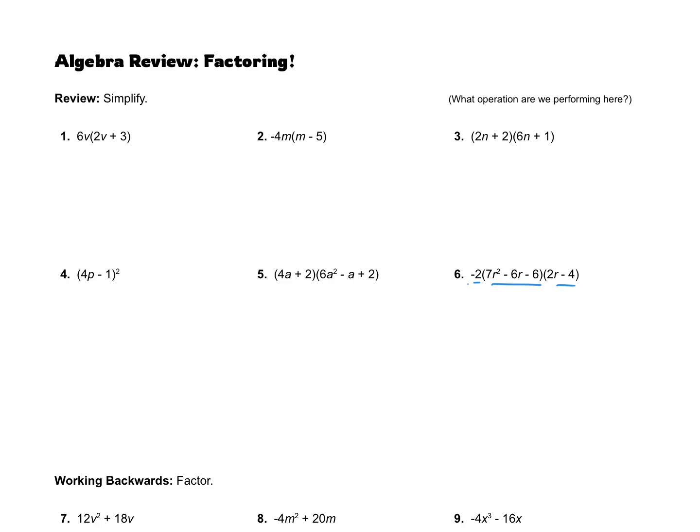So maybe you opt to multiply these 2. If you were to do that, you would get negative 14r squared, add 12r, add 12. And then we have 2r minus 4. Now you would multiply again. So you're going to multiply this by both terms, that by both terms, so on and so forth.